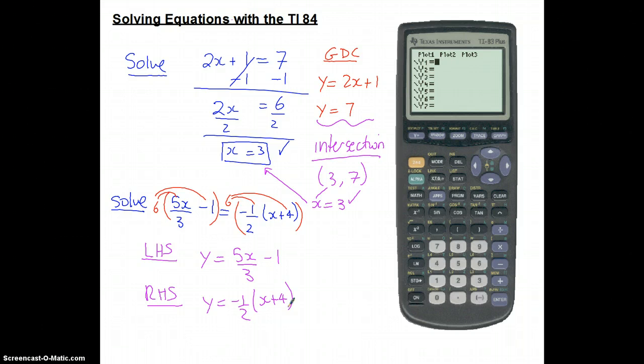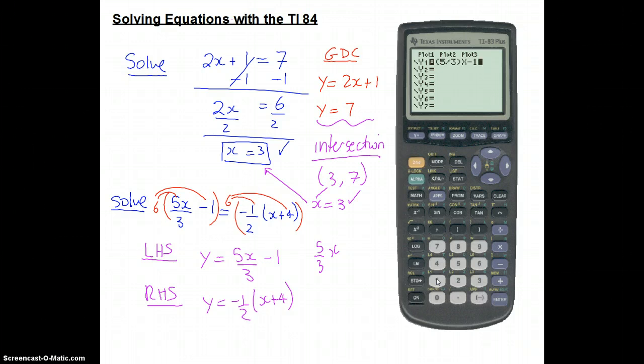We've got either 5 over 3x or 5x over 3. There's a couple of ways you could do it. You could do 5x divided by 3, or you could do 5 over 3x. If you're entering it as 5 over 3x, you need to put parentheses: 5 divided by 3, and then x, minus 1.